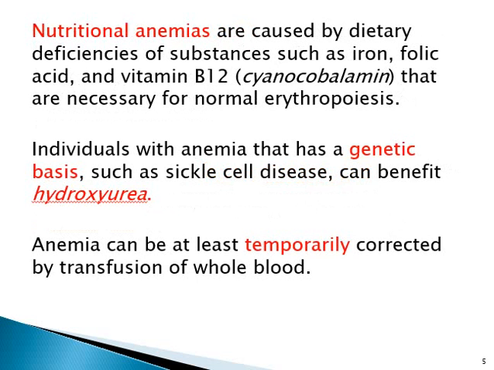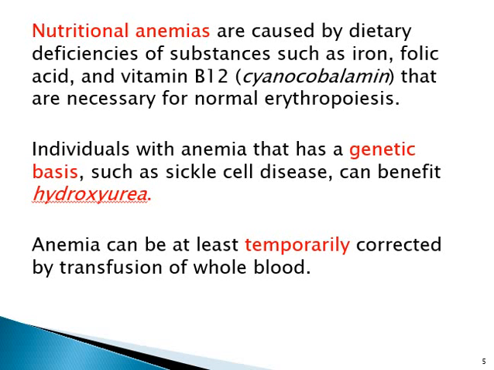Nutritional anemia is caused by dietary deficiencies of substances such as iron, folic acid, and vitamin B12, which is cyanocobalamin, that are necessary for normal erythropoiesis. Individuals with anemia that has a genetic basis, such as sickle cell disease, can benefit from hydroxyurea. This disease, sickle cell disease, is of genetic origin, while the first one, nutritional anemia, comes from deficiency in diet.